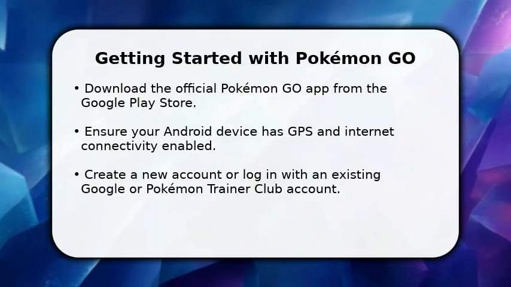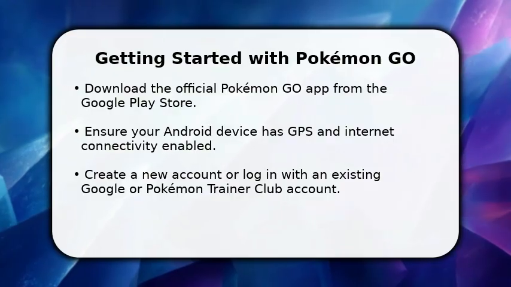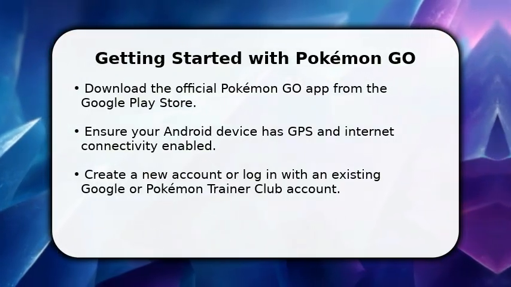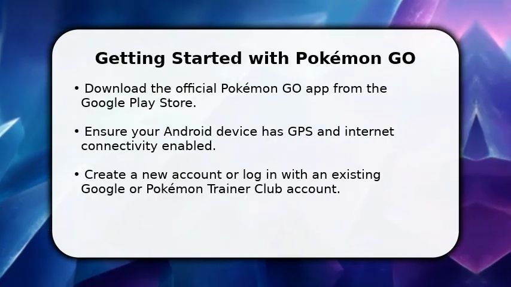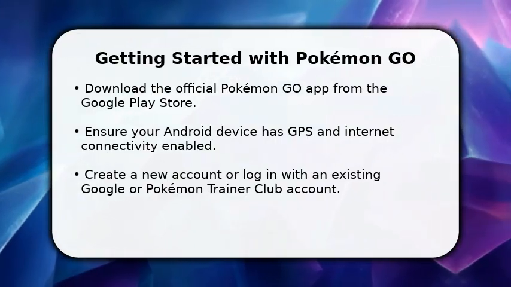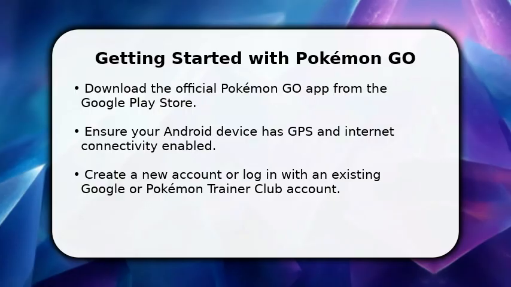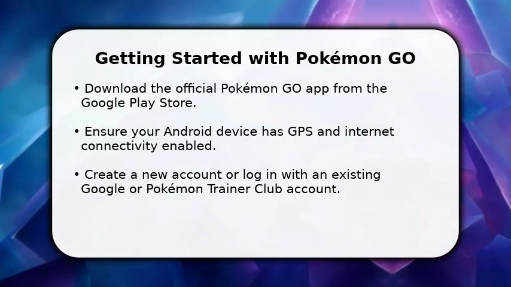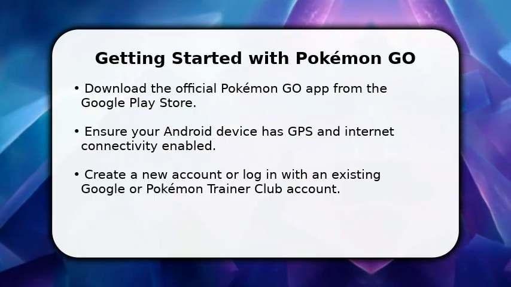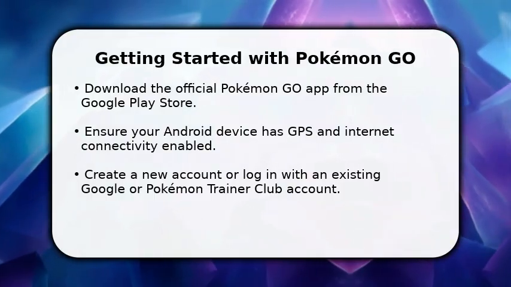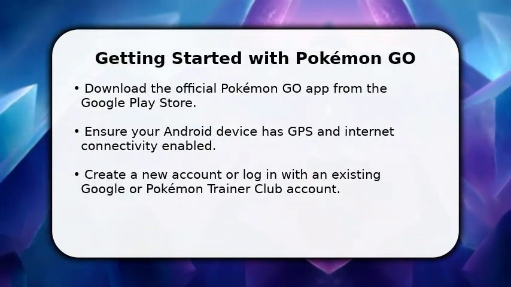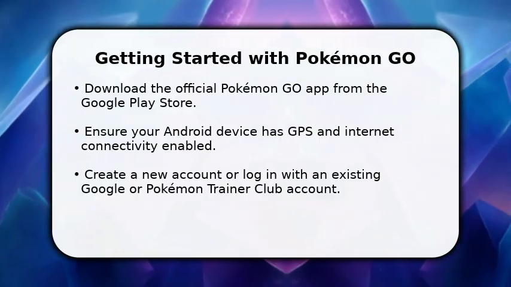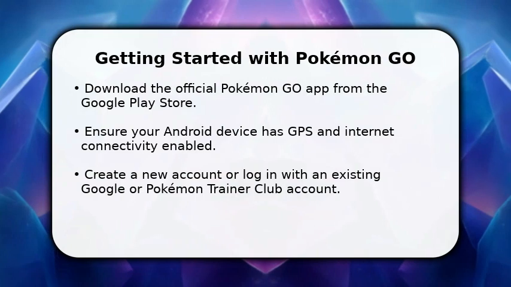In this video, I will explain how to play Pokémon Go on Android. First, you'll want to download the official Pokémon Go application directly from the Google Play Store. Make sure your Android device has both GPS and a stable internet connection enabled for the best experience. Once installed, simply open the app and create a new account, or log in using your existing Google or Pokémon Trainer Club credentials to begin your adventure.